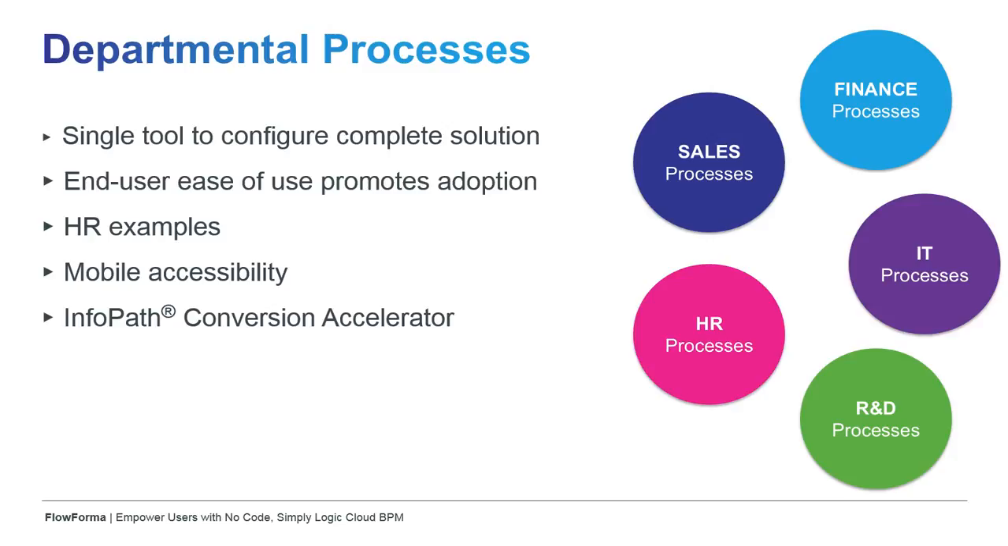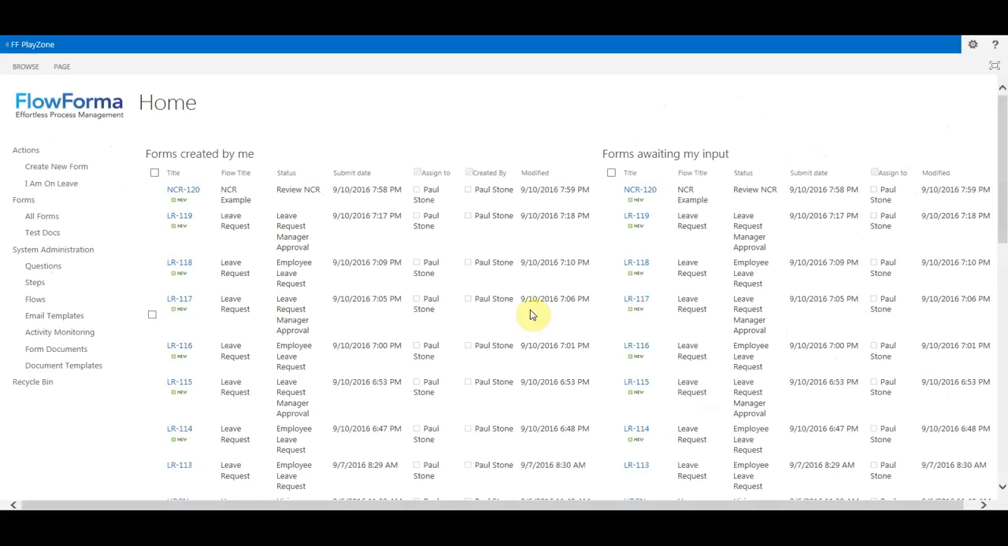The generic nature of FlowForma means that it is equally applicable to the operations of any department. I will focus on HR for this demonstration, as it is an area that most people are familiar with. I will also give some brief coverage to the mobile functionality, and will talk about our InfoPath conversion accelerator, a useful tool that converts your InfoPath forms into FlowForma forms. In this demonstration, I would like to show you a process that is active in our own organization. This simple process illustrates some of the key FlowForma concepts. The purpose is not to give a thorough coverage of every feature in the product, but rather to show you how FlowForma solutions are put together.